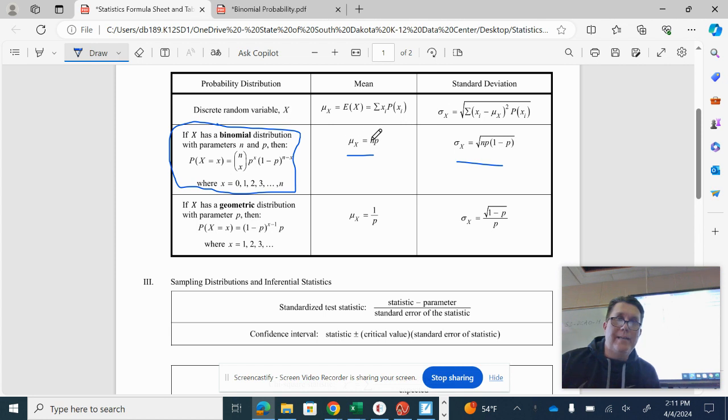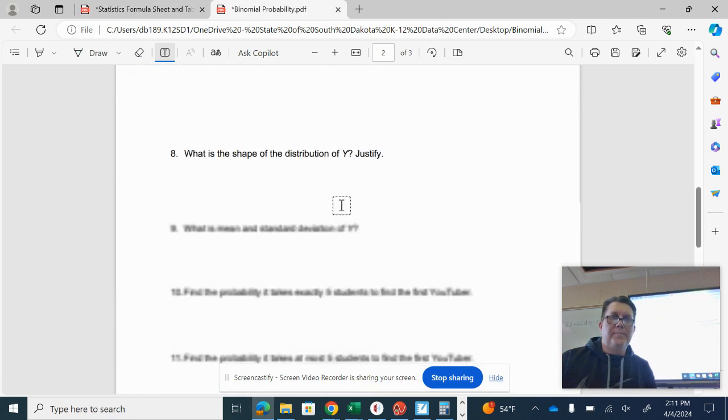The mean is n times p. The standard deviation is the square root of n times p times q, or 1 minus p. Geometric distribution, mean and standard deviation, those are going to come into play. This formula, I usually don't use that formula. I usually, with geometric, use a tree diagram. But let's just kind of jump in.